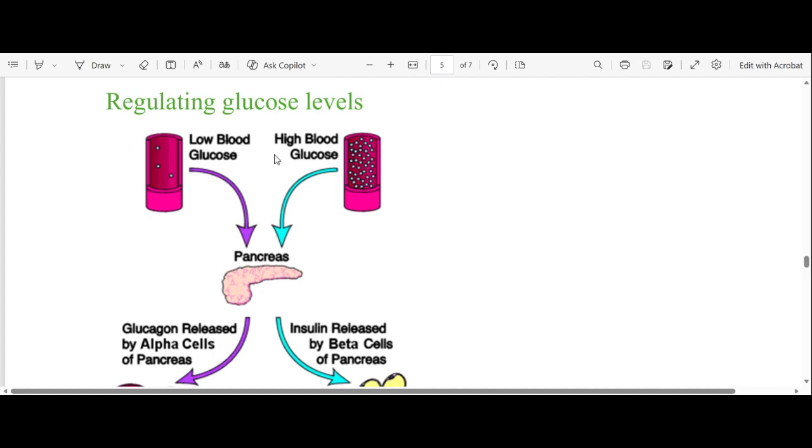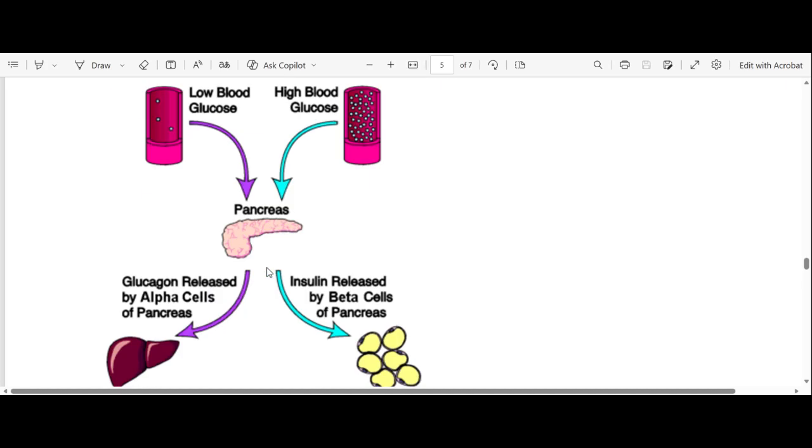When there's low blood glucose in your body, that imbalance is detected by the islets of Langerhans in the pancreas. Then the islets of Langerhans will do what? They will secrete a hormone called glucagon. When they secrete glucagon, what will happen?